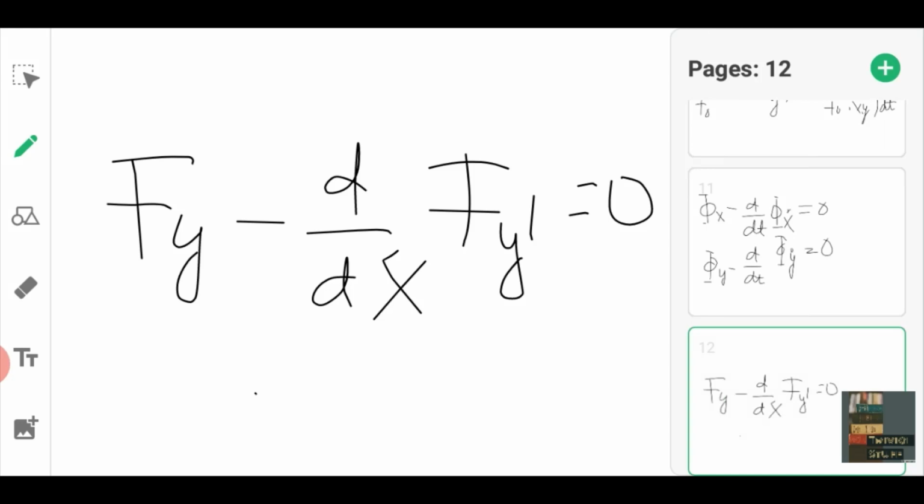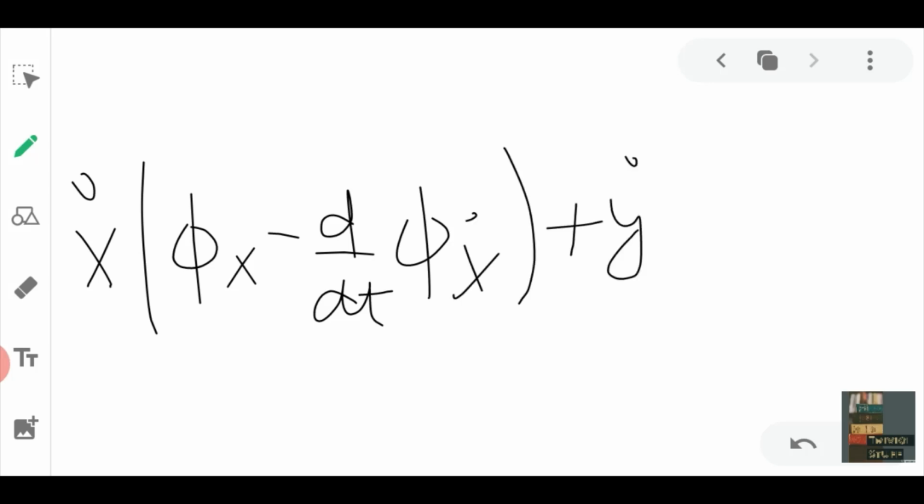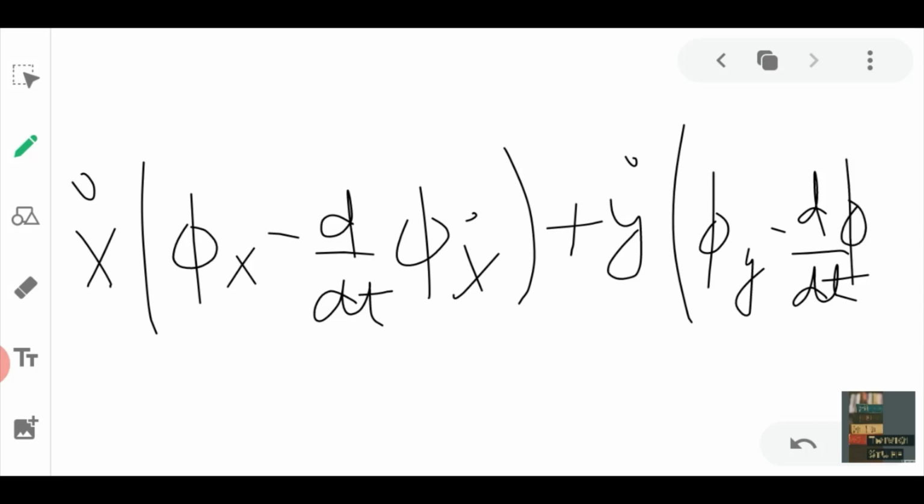And you can in fact show as an exercise that the following equation is true: x dot times (phi sub x minus d over dt phi sub x dot) plus y dot times (phi sub y minus d over dt phi sub y dot) equals 0. I am leaving it for you to verify that this system of Euler equations is actually connected, not independent. And we shall discuss this point further as we go along.